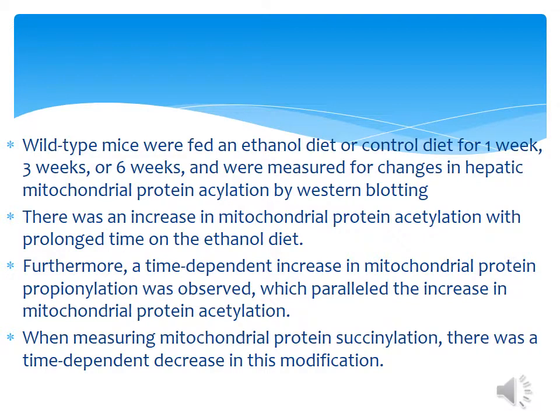Wild-type mice were fed an ethanol diet or control diet for 1 week, 3 weeks, or 6 weeks, and were measured for changes in hepatic mitochondrial protein acylation by Western blotting. There was an increase in mitochondrial protein acetylation with prolonged time on an ethanol diet. Furthermore, a time-dependent increase in mitochondrial protein propionylation was observed, which paralleled the increase in mitochondrial protein acetylation. When measuring mitochondrial protein succinylation, there was a time-dependent decrease in this modification.